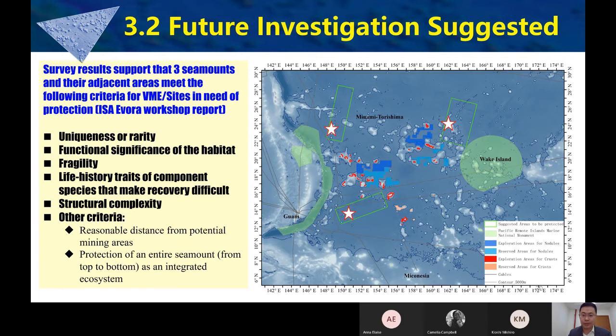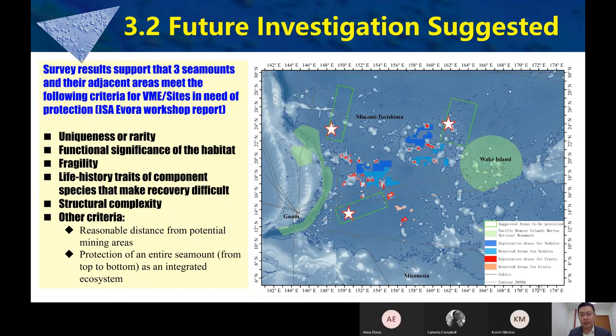The asterisk in this map means the site in need of protection. The green color area means the U.S. Marine National Monument. Other colors such as red and blue represent the contract area and reserve area. We suggest putting more resources in the green box.